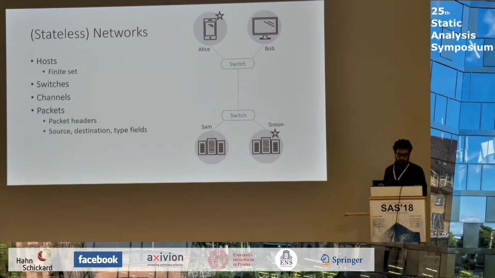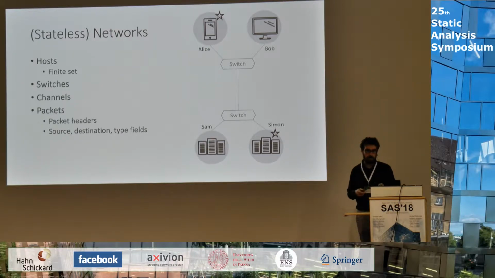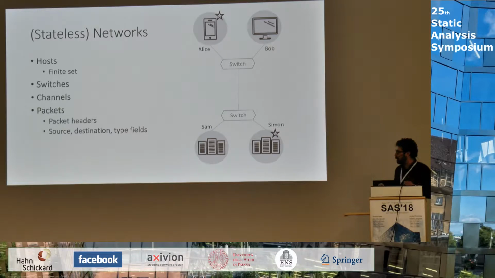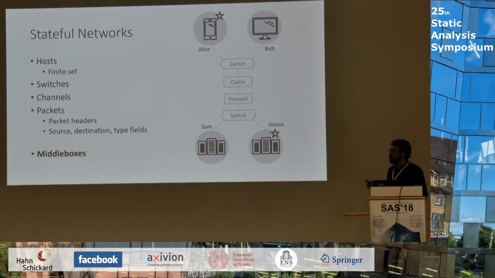Those would be tuples of a source, a destination, and some additional information like a packet type, which could represent the application that sent that packet or the protocol that it's running. But actually this model is a bit misleading. Actual networks aren't built like that.